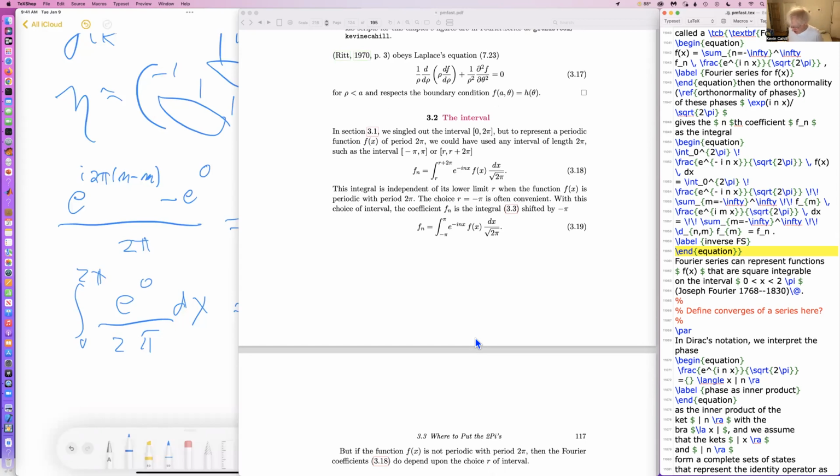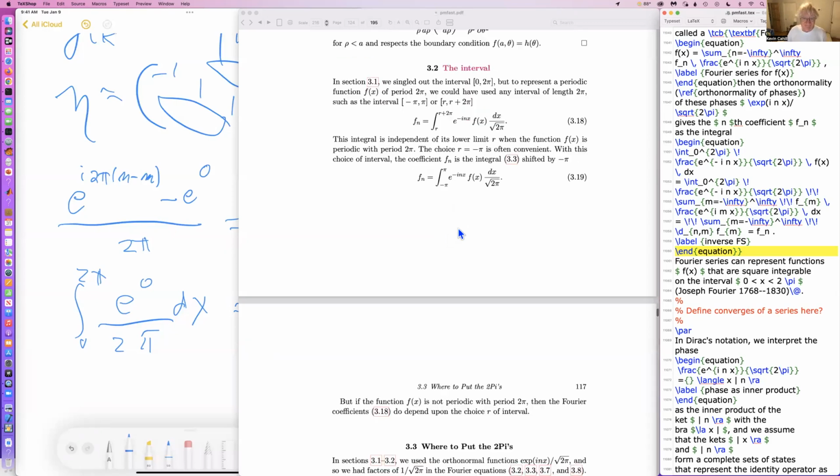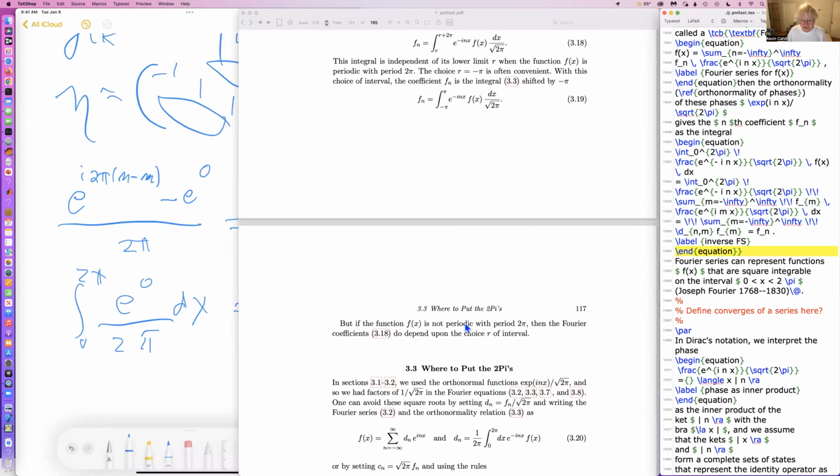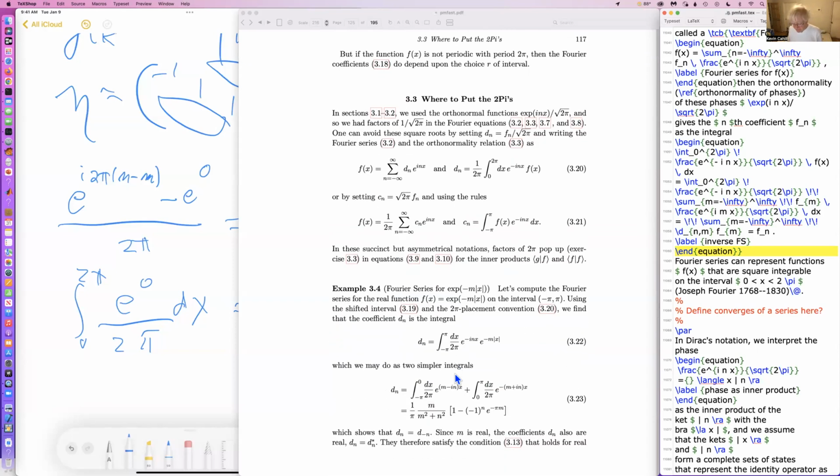Okay, now the interval I took from 0 to 2 pi, but you can take any interval at all. Any interval, doesn't matter. And so you can define the Fourier coefficients like this, integrating from r to r plus 2 pi. One choice that is often made is, instead of taking the interval 0 to 2 pi, you take the interval minus pi to pi. And that's fine. You get those Fourier series. Then there's a question of where to put the 2 pi's.